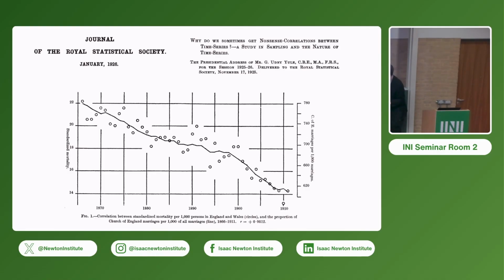And he makes the point that if you plot this graph, which shows two things on the same time x-axis, the first is mortality rates, and the second is the fraction of marriages in the Church of England, they both are very strongly correlated. They both go down steadily with time. They're very well correlated, R equals plus 0.95. But this is a nonsense correlation.